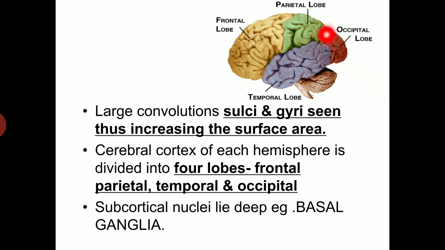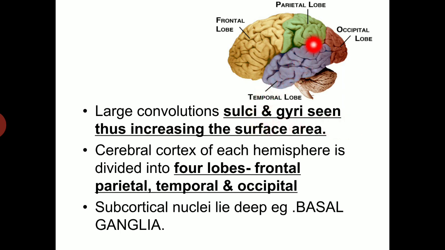So this is the structure of the cerebral cortex. Now you can see here there are large convolutions. They are known as sulci and gyri, which are mainly responsible for increasing the surface area of the brain. So this elevated portion is known as gyri, and the groove-like structure is known as sulci. So sulci and gyri are mainly responsible for increasing surface area.